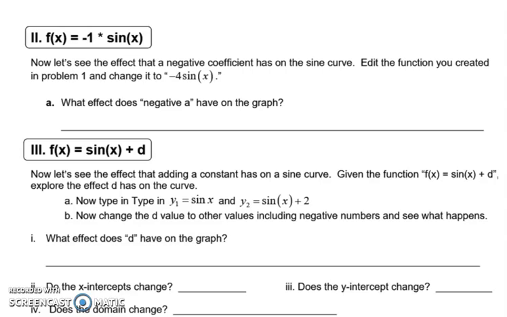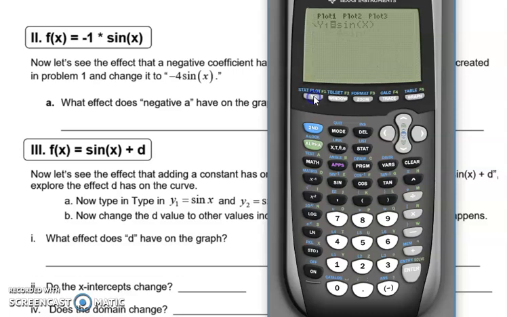Alright, let's look at part 2. f of x equals -1 times the sine of x. So let's go back to our calculator and change the 4 sine x to make that a -4. We're going to insert a negative. Make it -4 sine x and graph it.